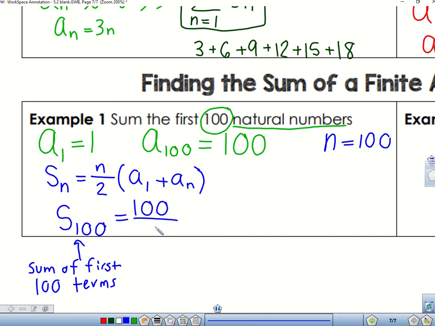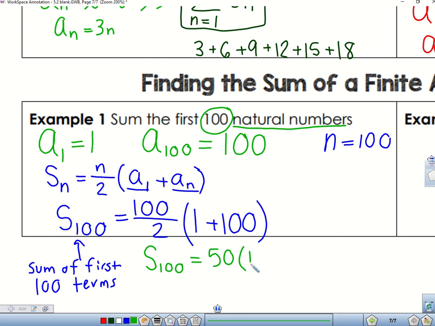100, your n value, divided by 2, times your first term plus your last term. So all I did was I plugged in to the formula, okay? Everybody see that so far? Now that I've plugged into the formula, I just use algebra to simplify this. So it's going to be the sum of the first 100 terms is equal to 50, because 100 divided by 2 is 50, times 101, because the sum of 1 and 100. Well, 50 times 101 is actually 5,050.